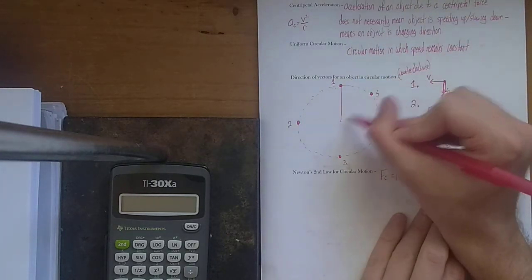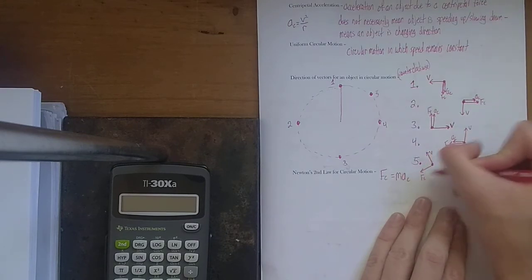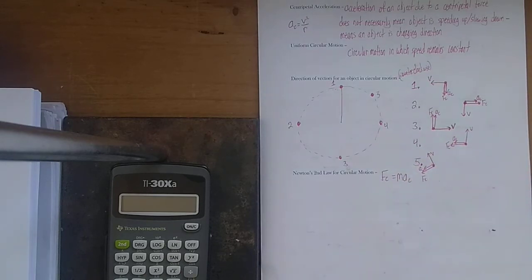And we have FC pointing down and to the left, because that's the direction towards the center of the circle. And that's also the direction for AC. Okay, so there you go. Those are the directions of the velocity, centripetal force, and centripetal acceleration all around the circle. FC and AC always point in towards the center. Velocity points tangent in whatever direction the object is moving at that time.